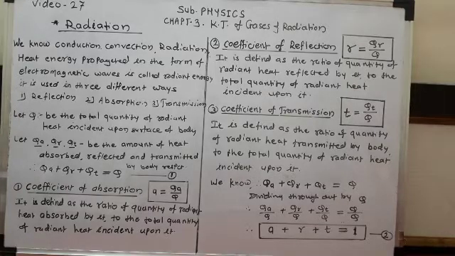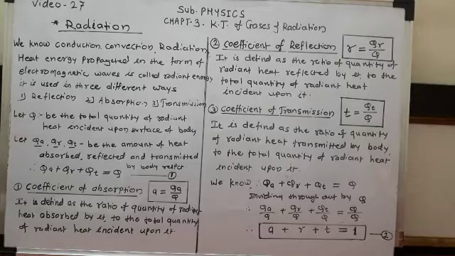That means QA is the amount of heat absorbed, QR the amount of heat reflected, QT the amount of heat transmitted, and the total of these is Q, the total amount of radiant heat incident upon it. But these energies absorbed, reflected and transmitted cannot be measured directly, so for measurement we use the coefficient of absorption, coefficient of reflection and coefficient of transmission. You may be asked in the exam to define the coefficient of absorption, coefficient of reflection and coefficient of transmission.